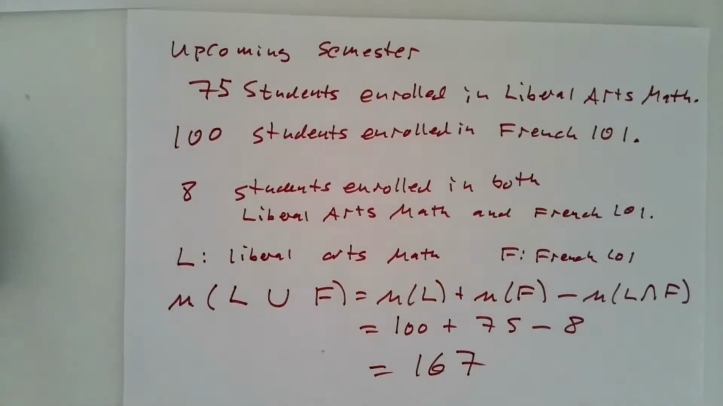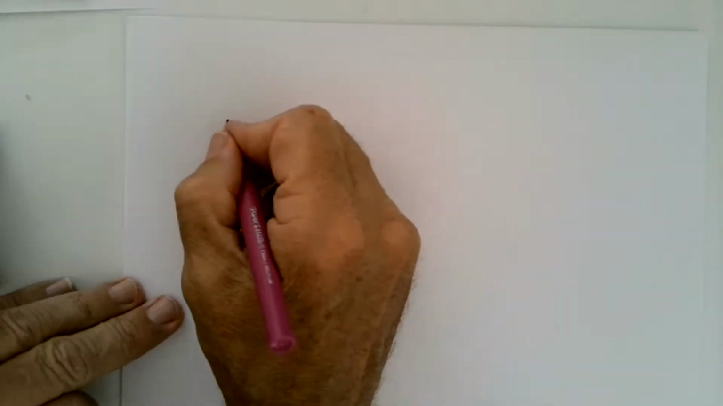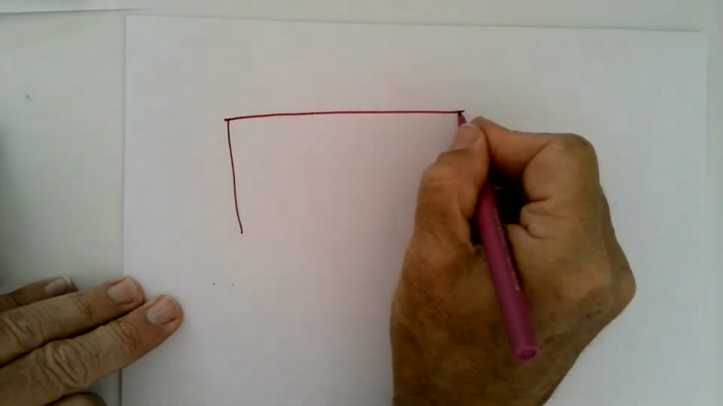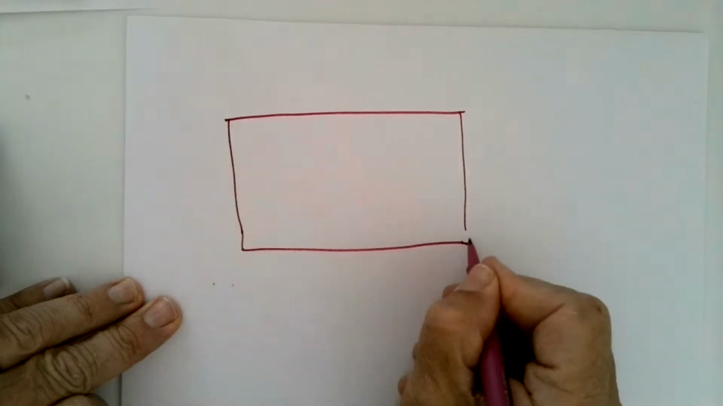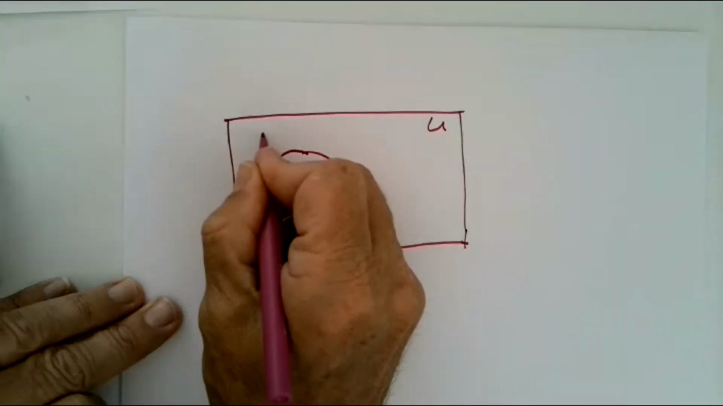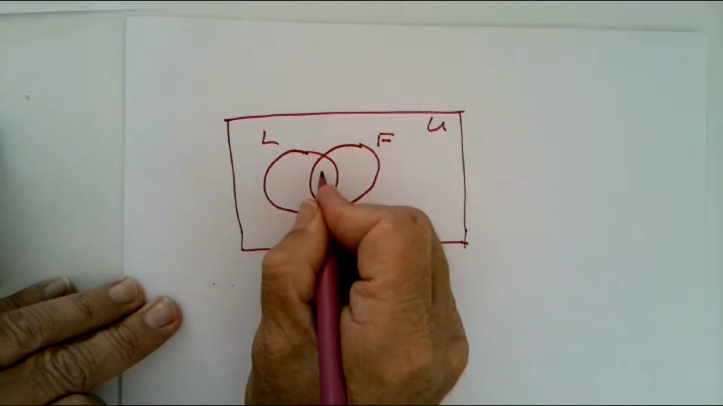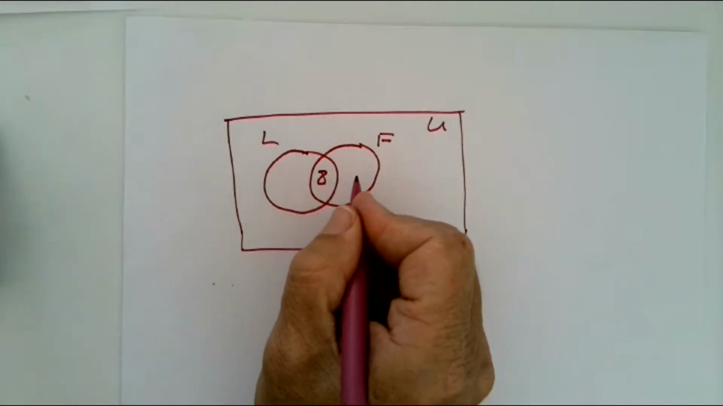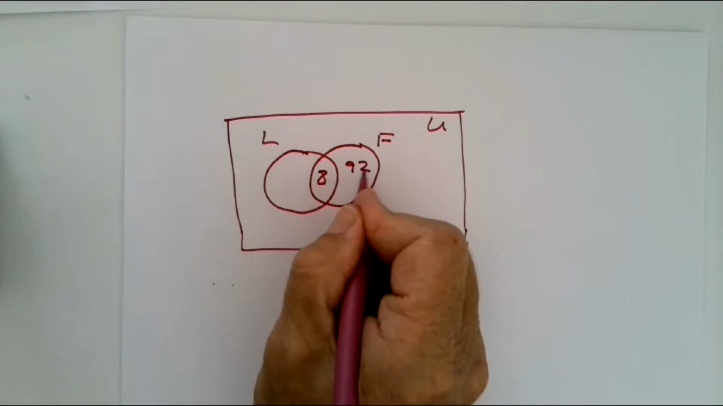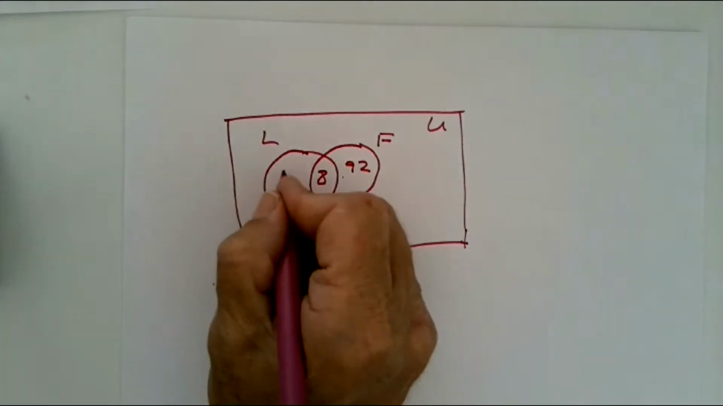And we could certainly draw a Venn diagram that describes that, right? If we want to draw a Venn diagram with numbers to sort of show how that works, universal set may be all students at the university. Here's L. Here's F. We just found 8 were in both. There were a total of 100 in French, so 92 must be here. There were a total of 75 in liberal arts math, so 75 minus 8 would have to be 67.